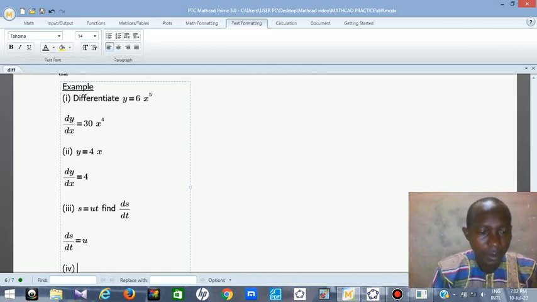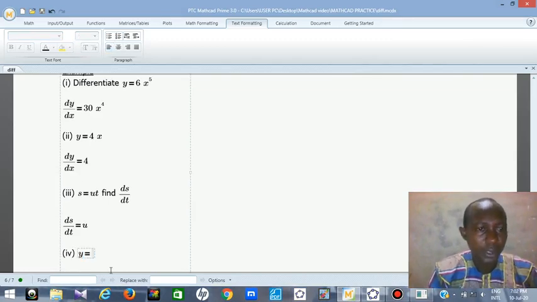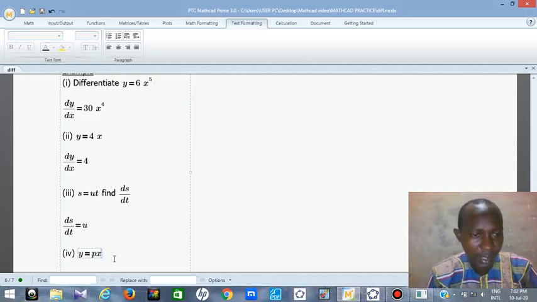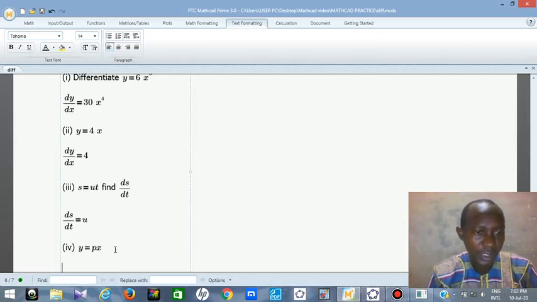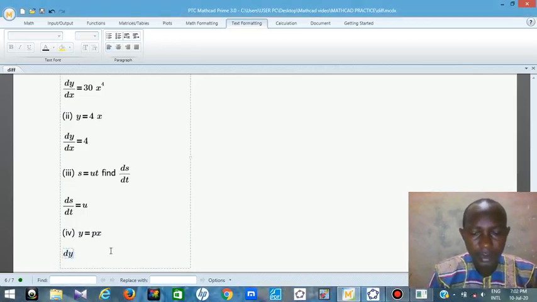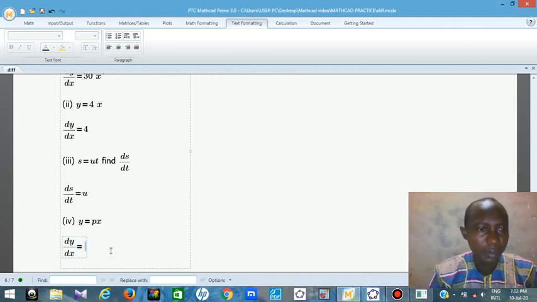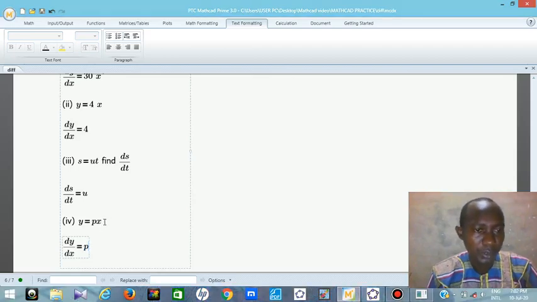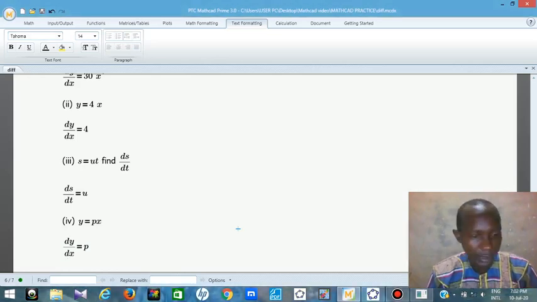Let's say you have y equals to px. So if you want to differentiate this, you now say dy/dx in this case will be equal to, so p is a constant, just p. X, follow the basic rules, power 1 times p is p, 1 minus 1 is 0, so x raised to power 0 is 1. So this is the answer. So take note of this, very, very important.